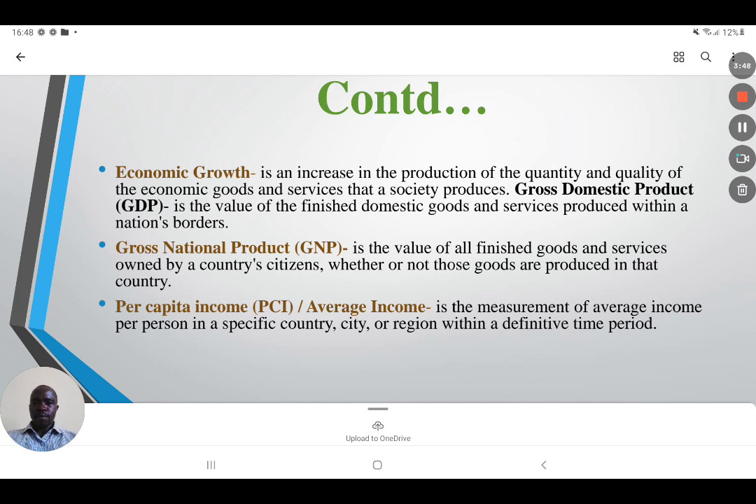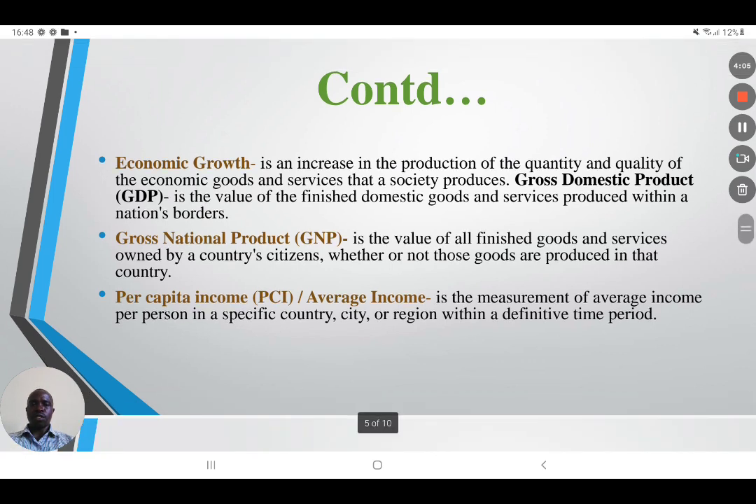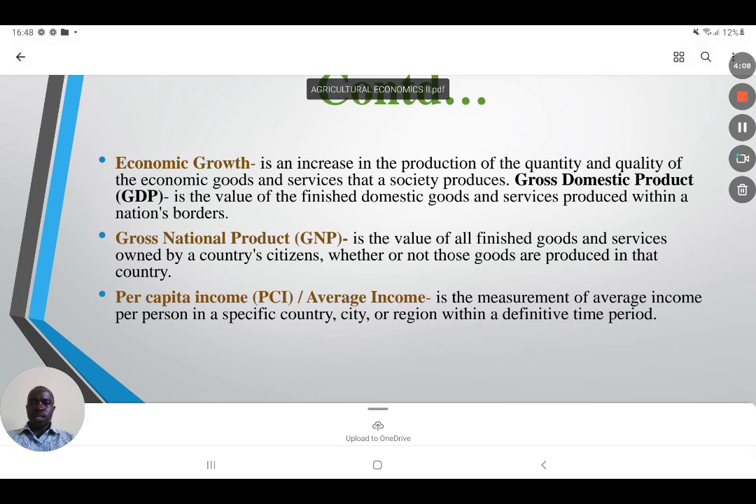Then the last term is per capita income, which also means the average income. This is a measurement of average income per person in a given country, city, or region within a definite time period. So per capita income is calculated by taking the total gross domestic product divided by the total population of a given country or region within a definite time.